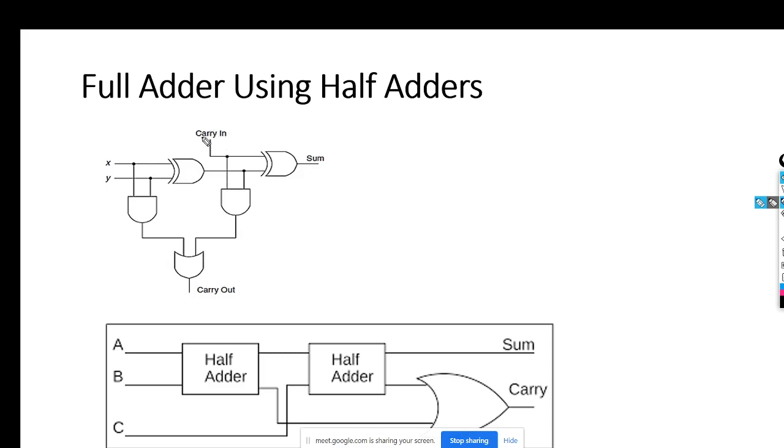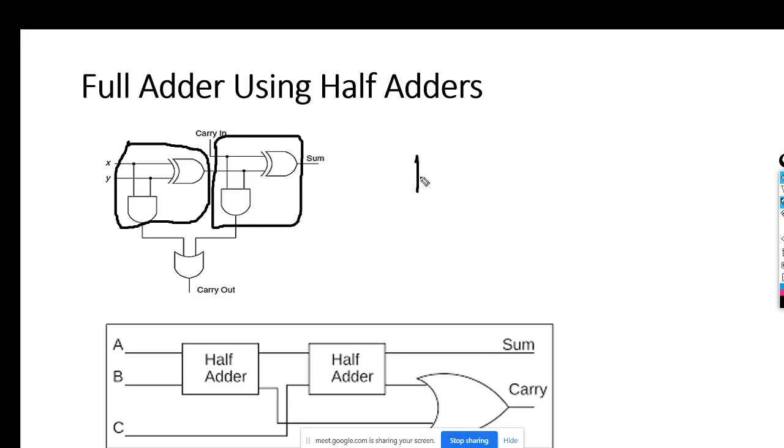Now if you closely look at this, you will see that this is one half adder and this is another half adder. Exactly half adder, right? So therefore, if you want, you can draw your full adder using half adders. That is, you can say I need a half adder, and I need another half adder.